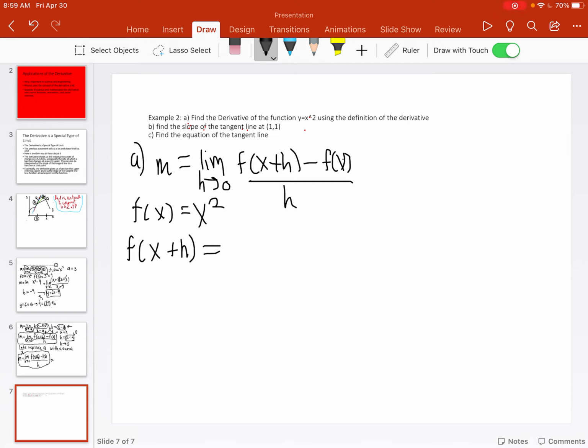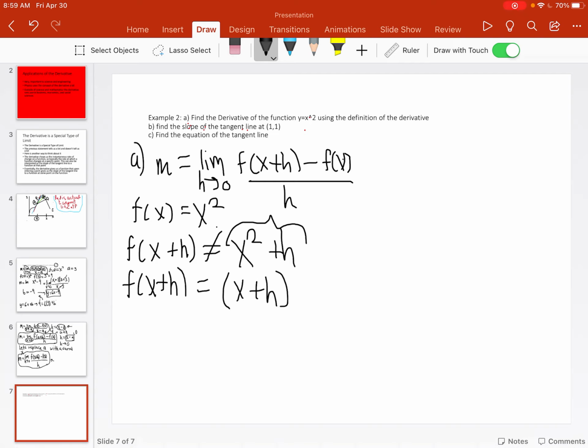A lot of students, their initial thought is f of x plus h is x squared plus h. This is wrong. This is totally wrong. Very, very wrong. f of x plus h is not x squared plus h. It's x plus h in brackets squared. There is a big difference here. And please do not make this mistake.